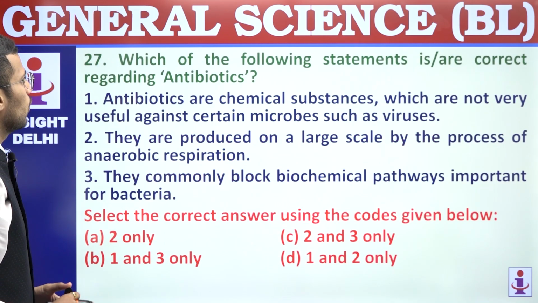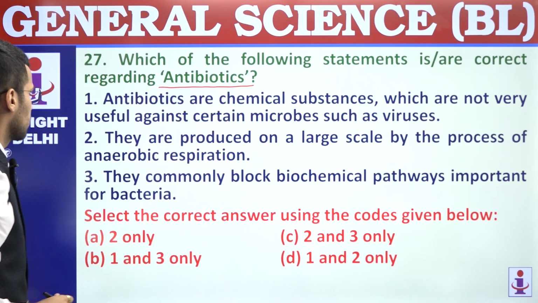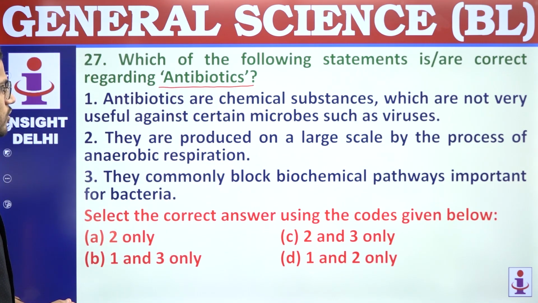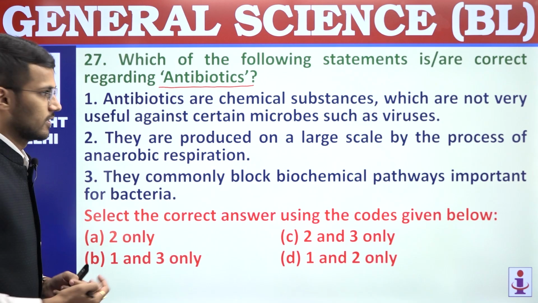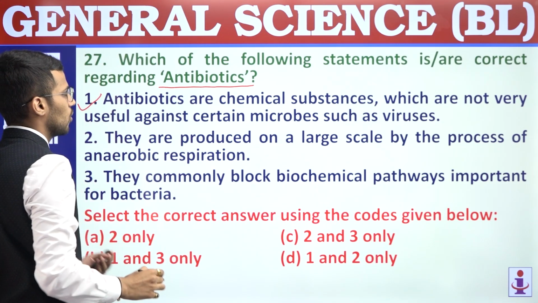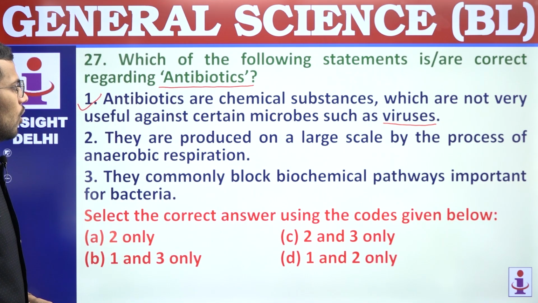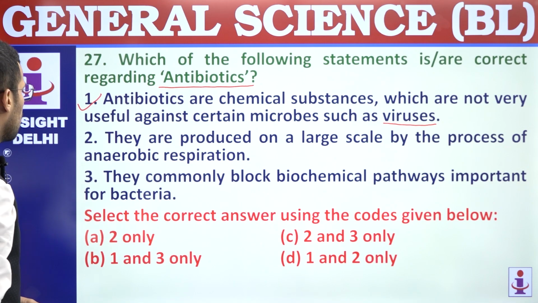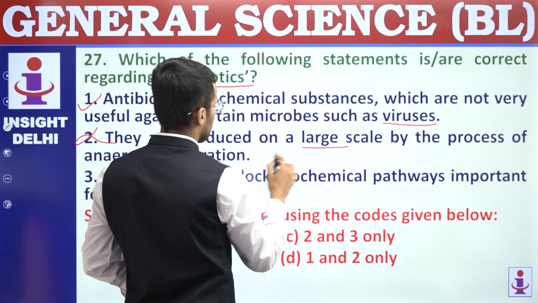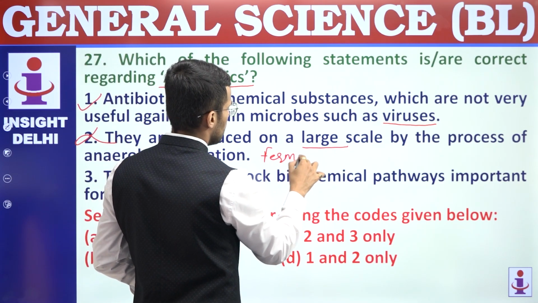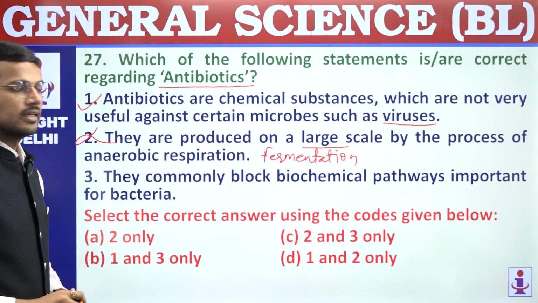27. Which of the following statements are correct regarding antibiotics? First, antibiotics are chemical substances which are not very useful against certain microbes such as viruses. Correct statement. Antibiotics are not very useful against viruses. Second, they are produced on a large scale by the process of anaerobic respiration. Incorrect statement. They are produced on large scale with the help of process called fermentation, not anaerobic respiration, and that's why second statement is incorrect.